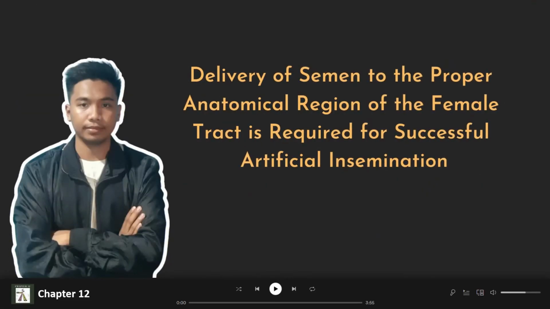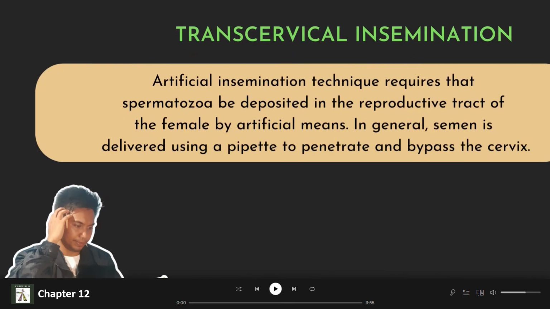So now I am going to talk about the delivery of semen to the proper anatomical region of the female tract that is required for a successful artificial insemination. There are three techniques for a successful artificial insemination.